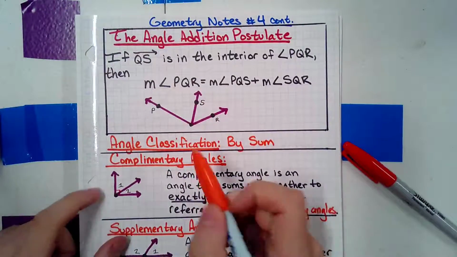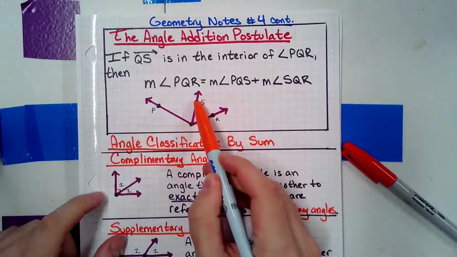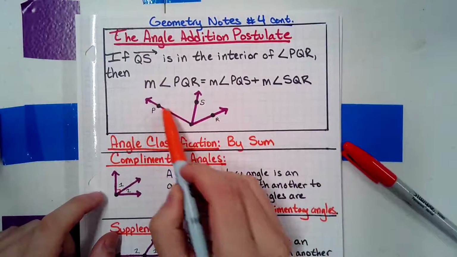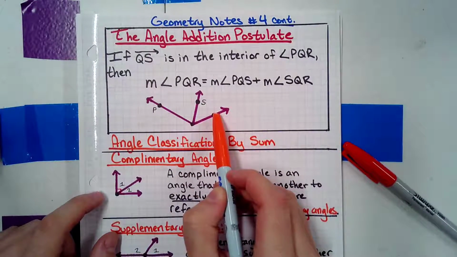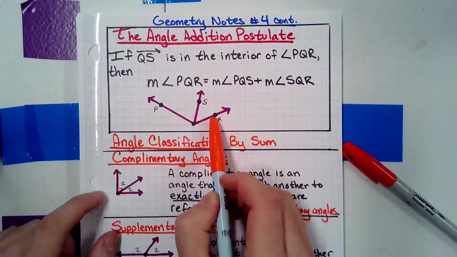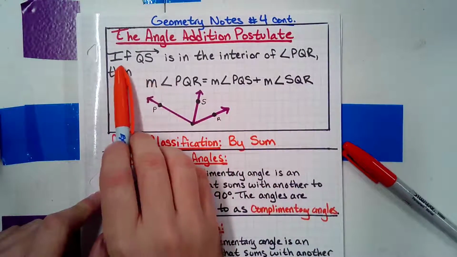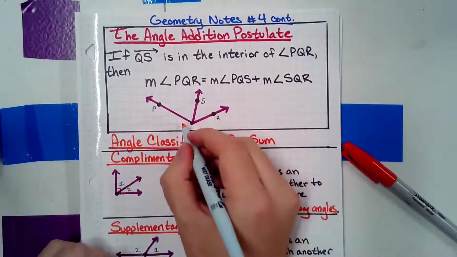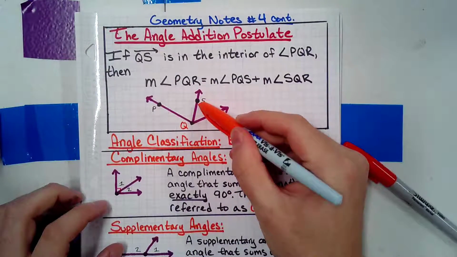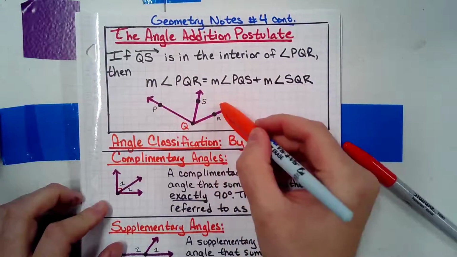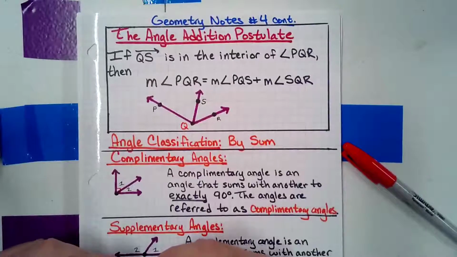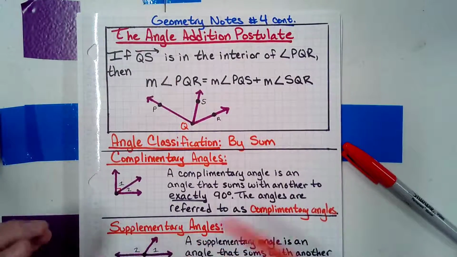So we have an interior angle here, and we have an interior angle here, right? So those two angles should add up to the big angle. Do you see it? This guy plus this guy adds up to the big one. You dig? So they say if QS is in the interior, that's Q. QS is in the interior. See how that ray is in the interior of this big angle? Then that means we have the angle addition postulate. The two little angles add up to the big one. Can we prove this? No, it's a postulate. We just believe it. How could it be anything else?